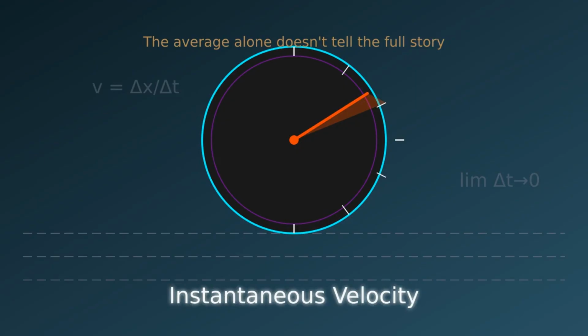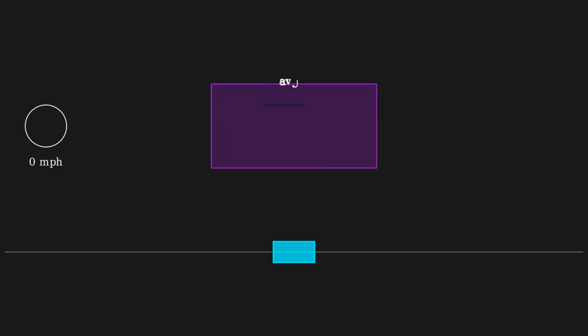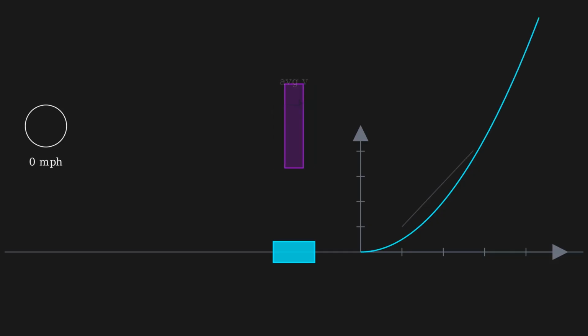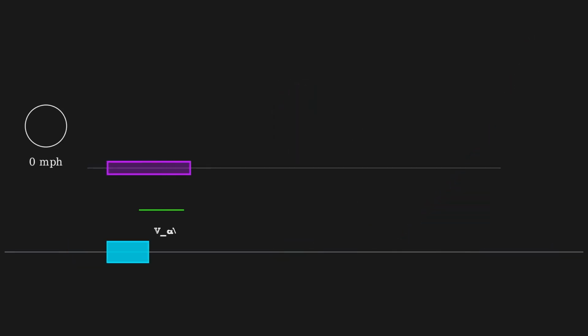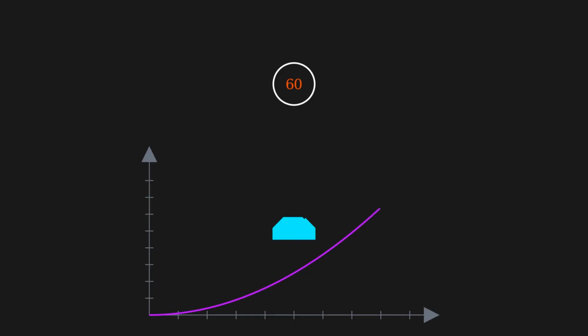This is why we need instantaneous velocity. Instantaneous velocity is the velocity at one specific moment in time, the thing your speedometer is really measuring. Mathematically, it's the limit of average velocity as the time interval gets smaller and smaller. Think of it like this. Calculate average velocity over 1 second, then shrink that down to half a second, then 1/10 of a second. As the interval approaches 0, the value you're approaching is the instantaneous velocity.